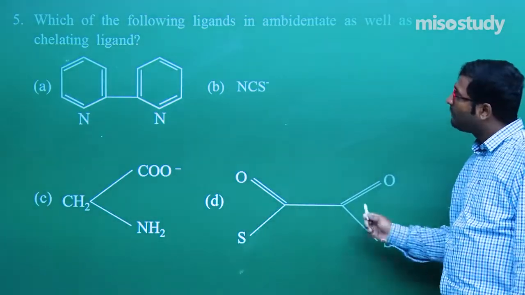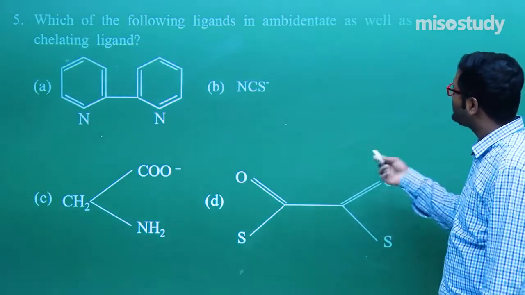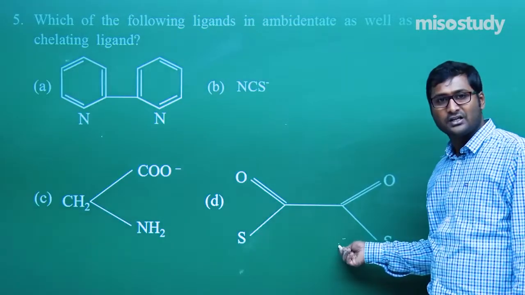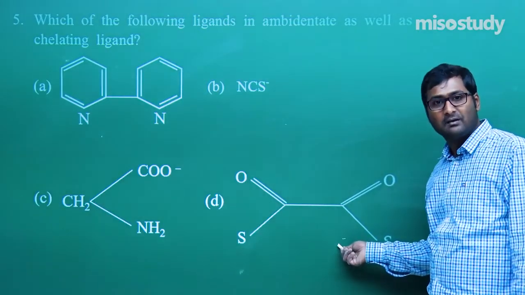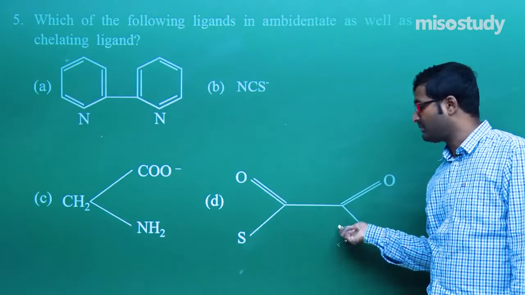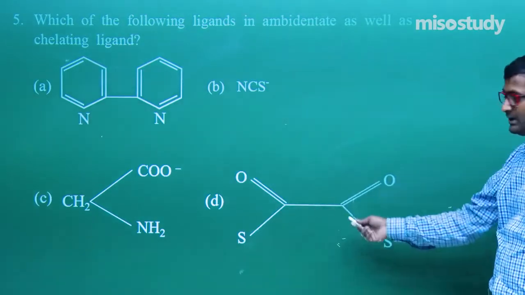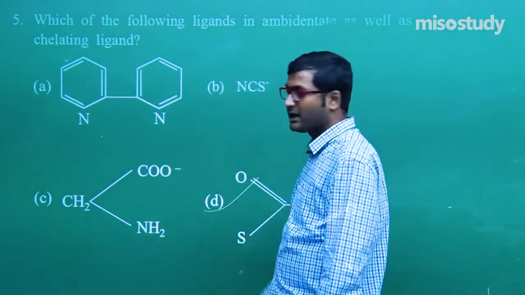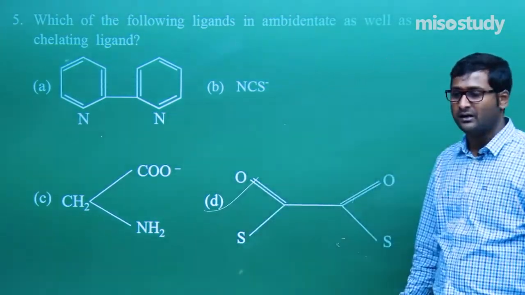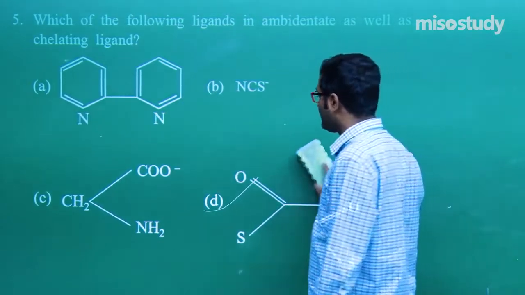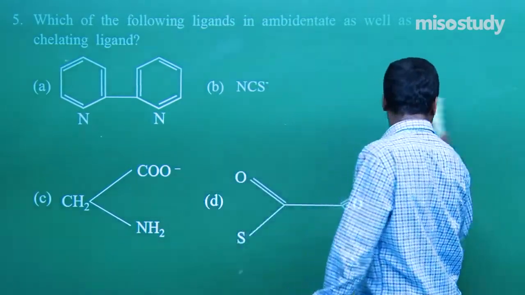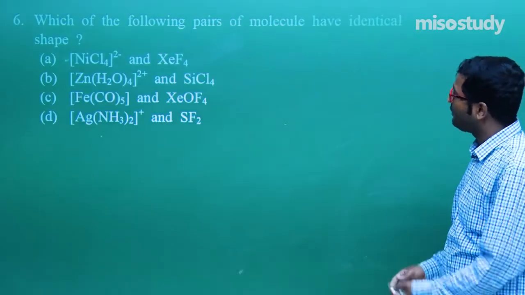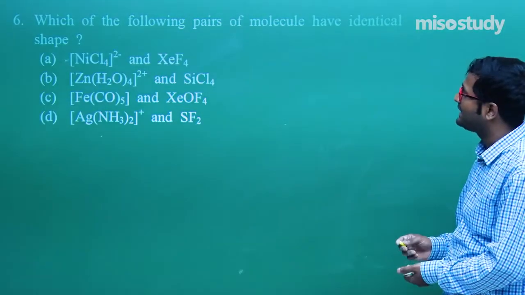And this one is also, but what is a chelating ligand? That is the best chelation. It forms the best ring structure around the central metal atom and will form the most stable compound. Look at the condition: chelation, ring type structure. So for this, D is the correct option. Clear friend, what I'm telling? For this, D is the correct option. Now let's move to the next section of questions, question number 6. Which of the following pairs of molecules have identical shape?